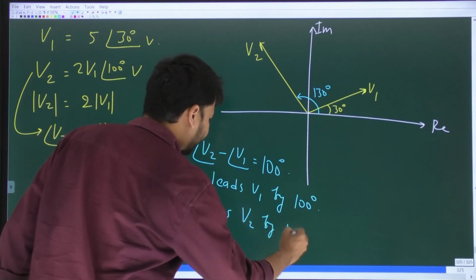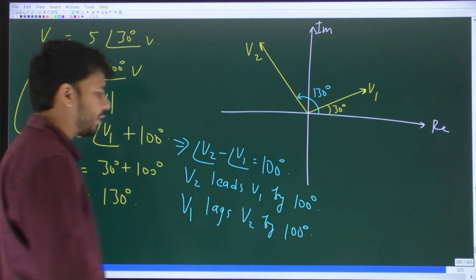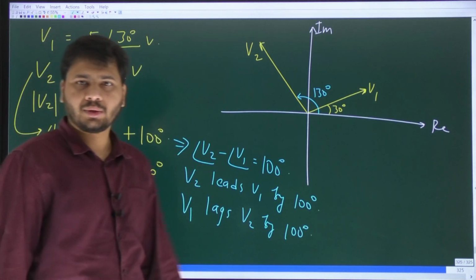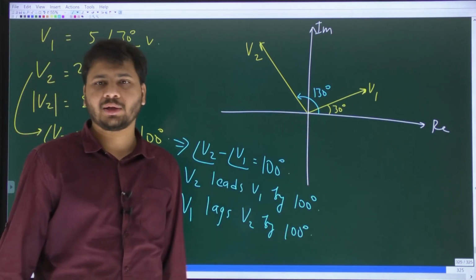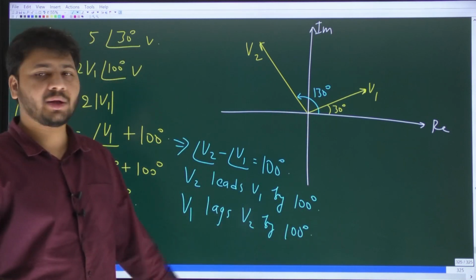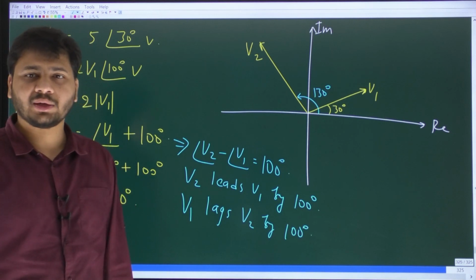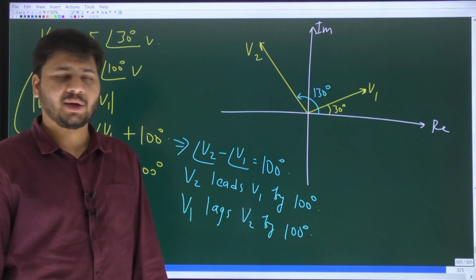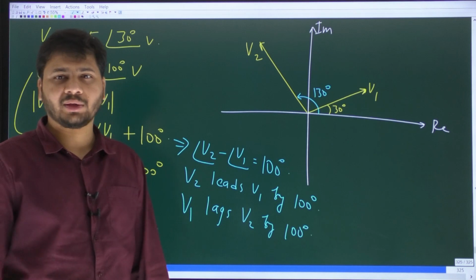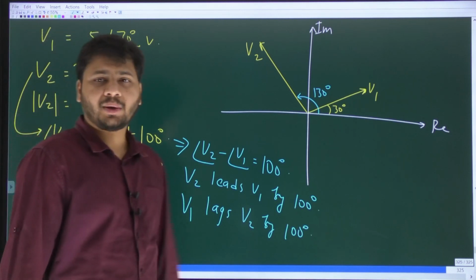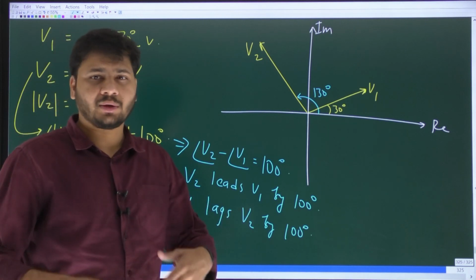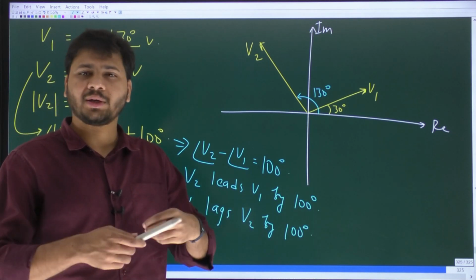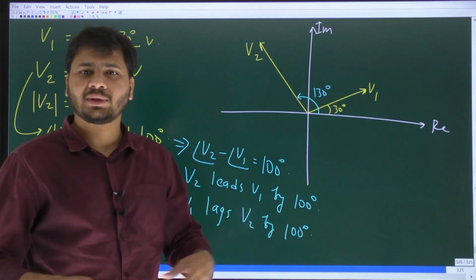V1 lags V2 by 100 degrees. You understood? So if you have the phasor, by the way, this diagram is called what? The phasor diagram. If you are representing different phasors on the complex plane, then the diagram is called a phasor diagram. And remember, in the same phasor diagram, you can represent different phasor voltages and phasor currents.